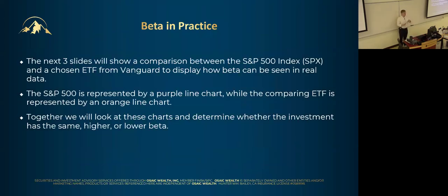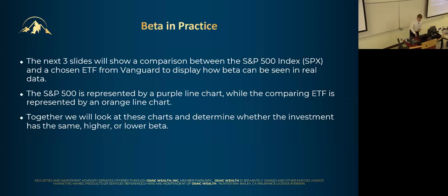What we're going to do is use a couple slides to compare ETFs or funds against the S&P 500 index. So we'll have a couple ETFs from Vanguard, and we'll display how beta can be seen in real data, what that actually looks like in terms of performance. So the S&P 500 will be represented by a purple line on the chart, while the comparing ETF will be orange. And together we'll look at these charts and we'll try and see if we can determine if they have the same, higher or lower beta than the S&P 500.